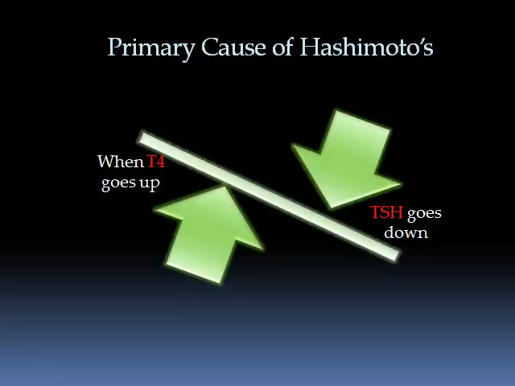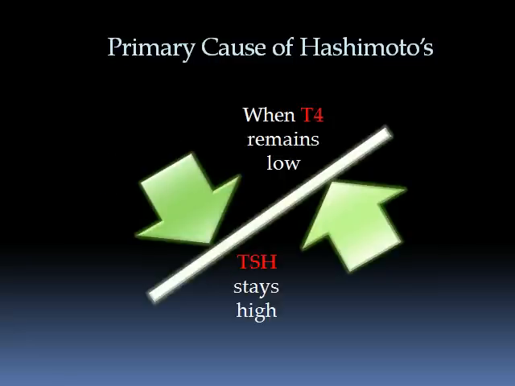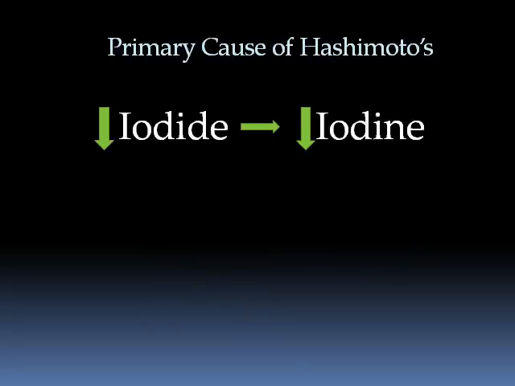If thyroid hormones don't go up, TSH is going to stay elevated and continue to stimulate the thyroid cells to make hydrogen peroxide. So what are the primary reasons for the thyroid cells to not be able to make thyroid hormones, thus keeping levels low in the blood and TSH elevated? Well, the obvious one is that there's not enough iodide to turn into iodine to make the hormones.